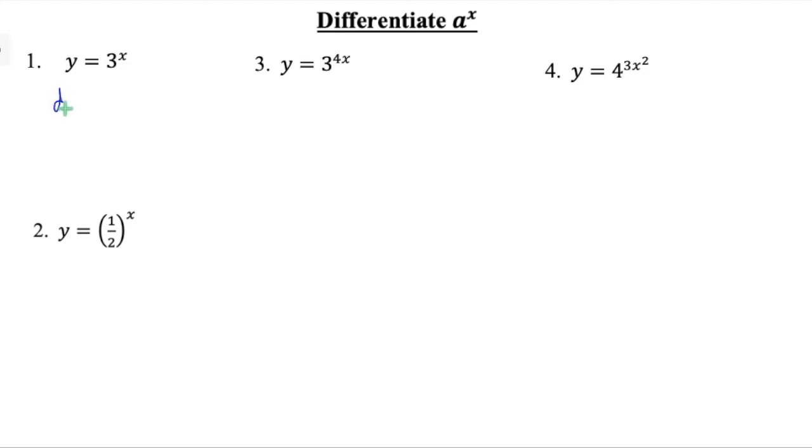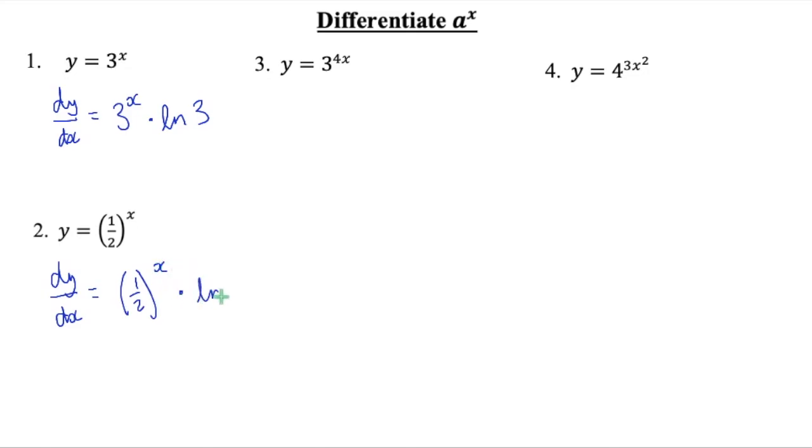So let's put this into practice. If we differentiate this, we'll get dy by dx equals, leave your exponential function alone, and then remember that you have to multiply by ln 3, whatever this constant is. For a half, we're going to do the same thing. We leave this exponential, this half to the power x alone, but then remember that we have to multiply by ln of a half.